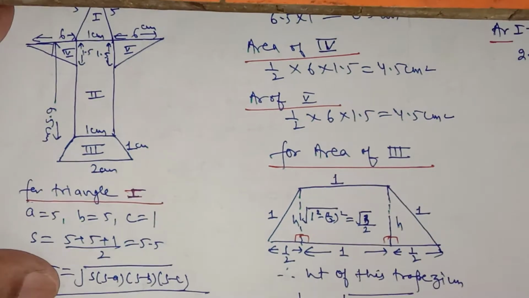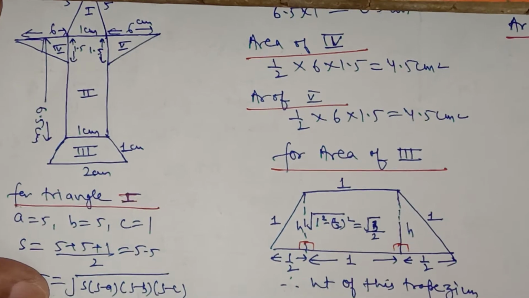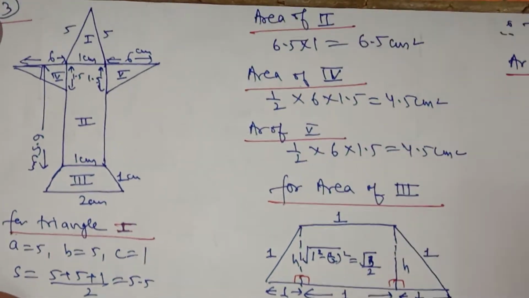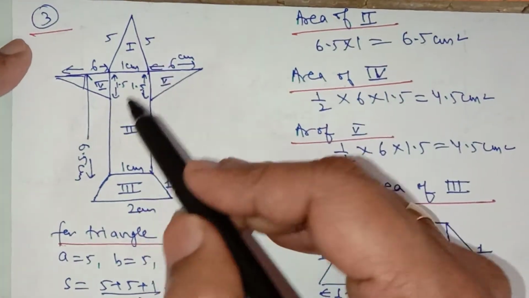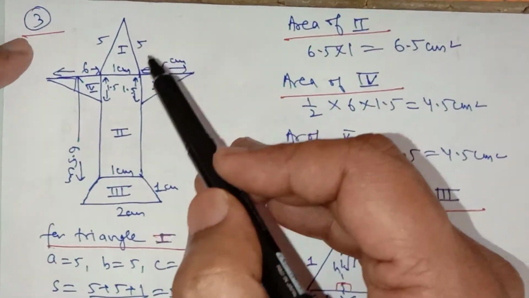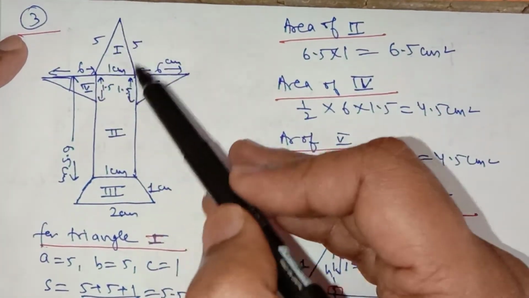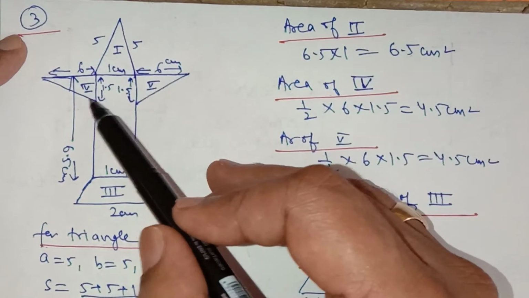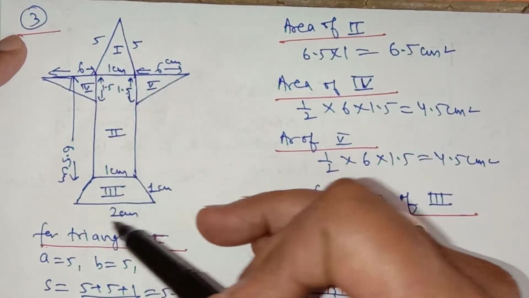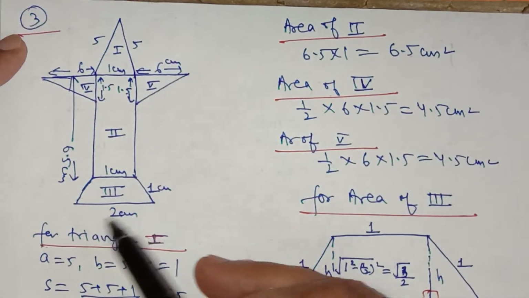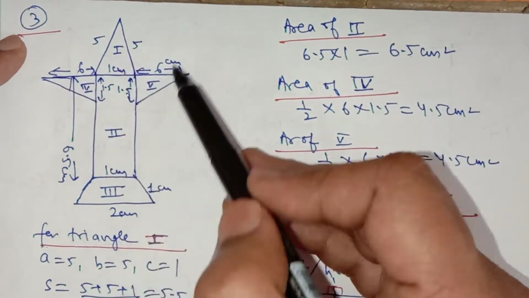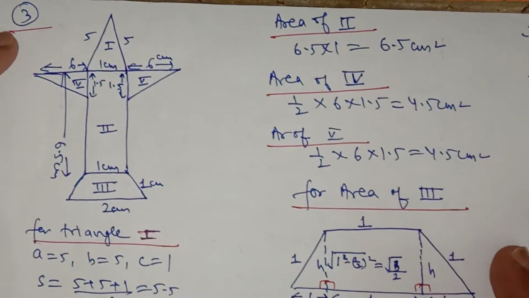In this question, a figure is given. You see the figure carefully in your book also. There's a shape containing this triangle first, triangle fourth, and triangle fifth, and there's a rectangle and there's a trapezium shape here. So we have three triangles, one rectangle, and one trapezium.